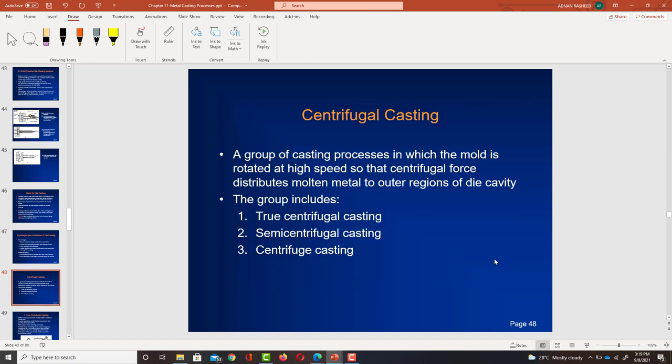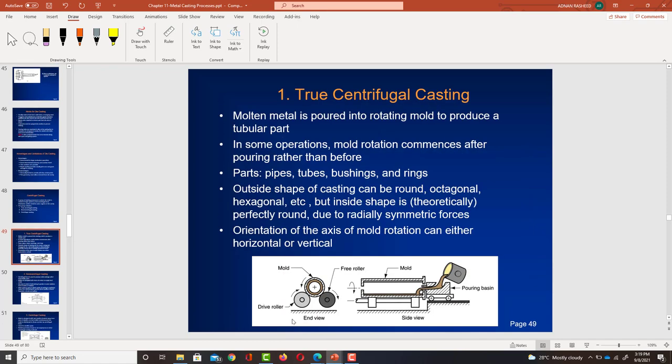Centrifugal casting. Centrifugal casting is also a type of permanent mold casting in which centrifugal effects help us in order to fill the mold cavity. They have three types: true centrifugal casting, semi-centrifugal casting, and centrifuge casting. So if I give you an example of all three, you can see that in true centrifugal casting, molten metal is poured into a mold cavity that is rotating at a certain RPM. So you can see these are the rollers.